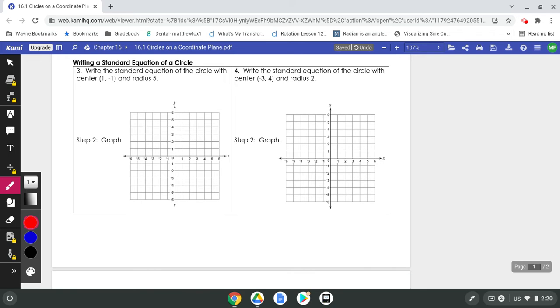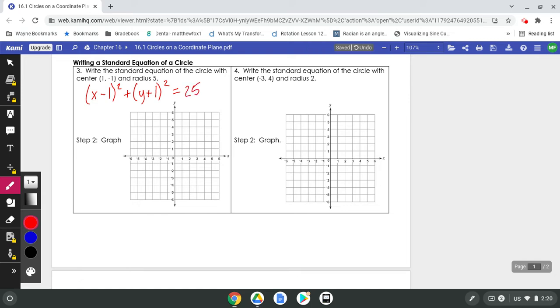All right, on to our next one. Number 3 and 4, we're kind of doing it the opposite. We're given the center and the radius. We want to write the equation. So we'll start off with x, it's the opposite, so (x - 1) squared plus (y + 1) squared. All that equals whatever the radius squared is, so 5 squared is 25.